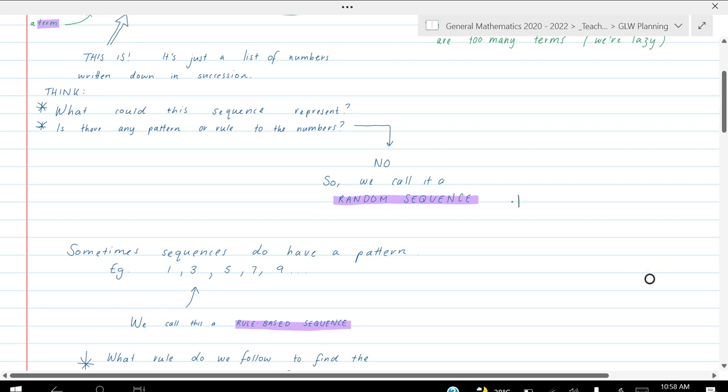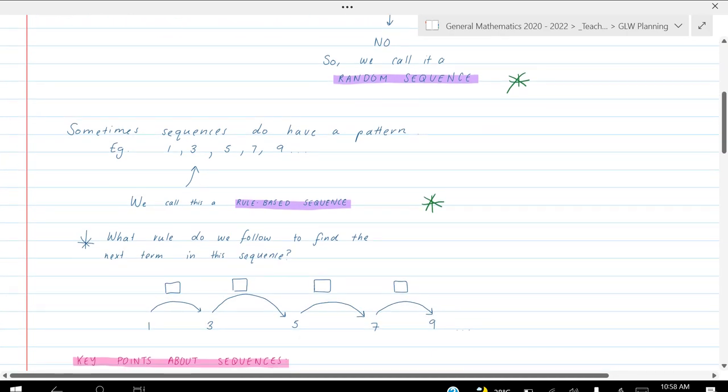So we've got random sequences and we've got rule-based sequences. There are two ones we've learned so far. We just went through what the rule is there. So that would be 1 to 3, we add 2. 3 to 5, add 2. 5 to 7, add 2. 7 to 9, add 2.